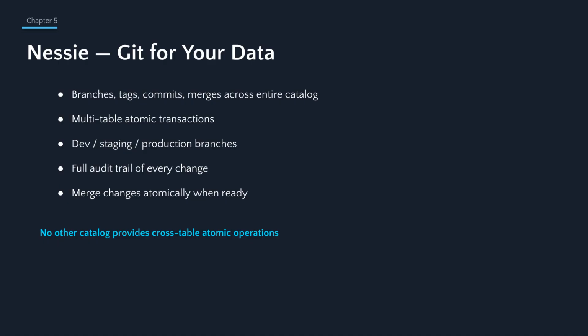You can have dev, staging, and production branches of your entire data catalog. If you need advanced versioning or multi-table consistency, Nessie is your answer.